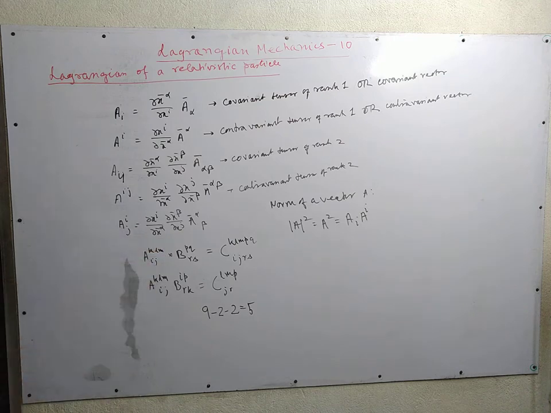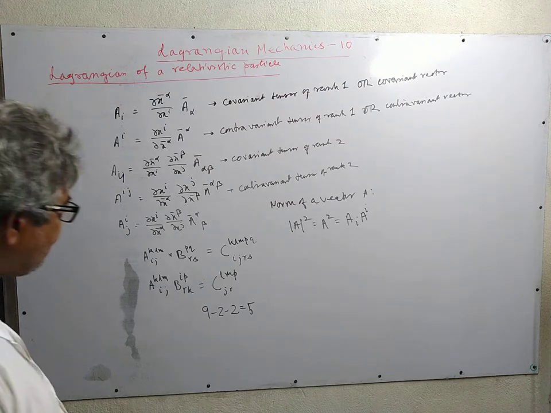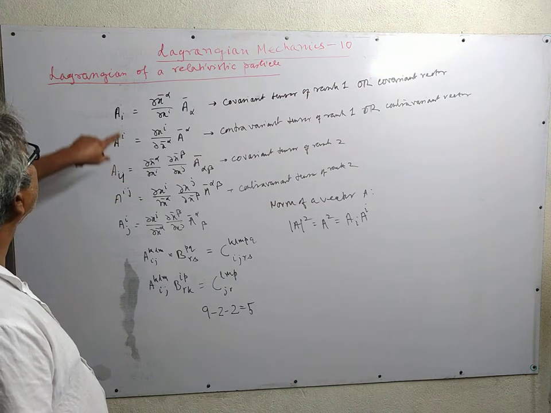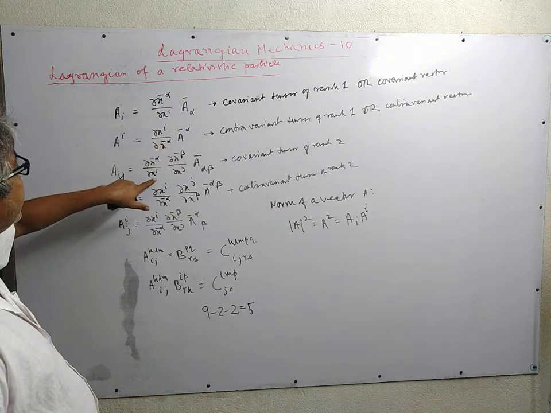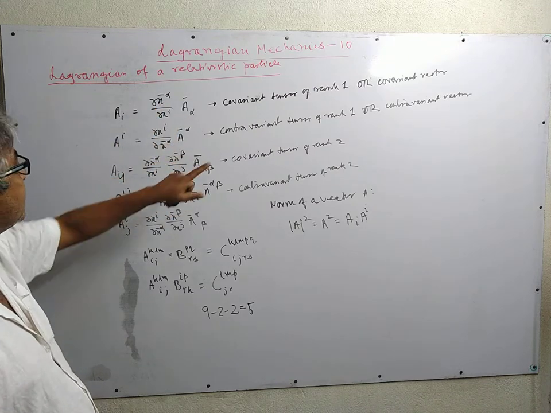We are employing Einstein's summation convention. So whenever there is a repetition of a dummy index, then the sum over it is implied. As for example, here the sum over alpha is implied, here also alpha, here the sum over alpha and beta is implied.